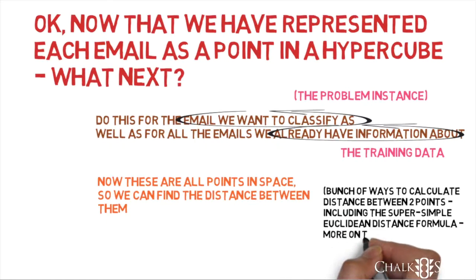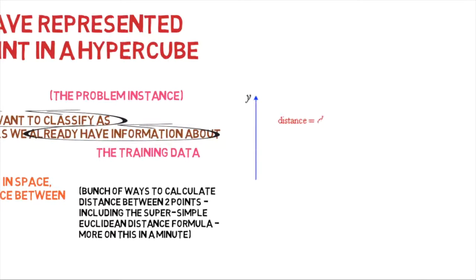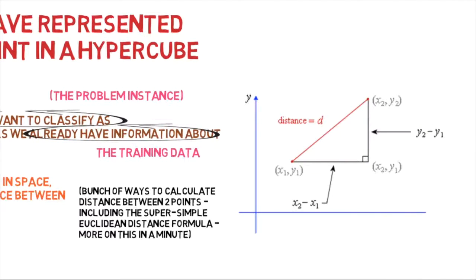Now, the Euclidean distance formula is very simple, and in 2 or 3 dimensional space, it just represents the physical distance between 2 points. So if you have 2 points x1, y1 and x2, y2, you would just take the differences of the corresponding elements. So x2 minus x1 and y2 minus y1. The square root of the sum of squares of these two numbers is the Euclidean distance.